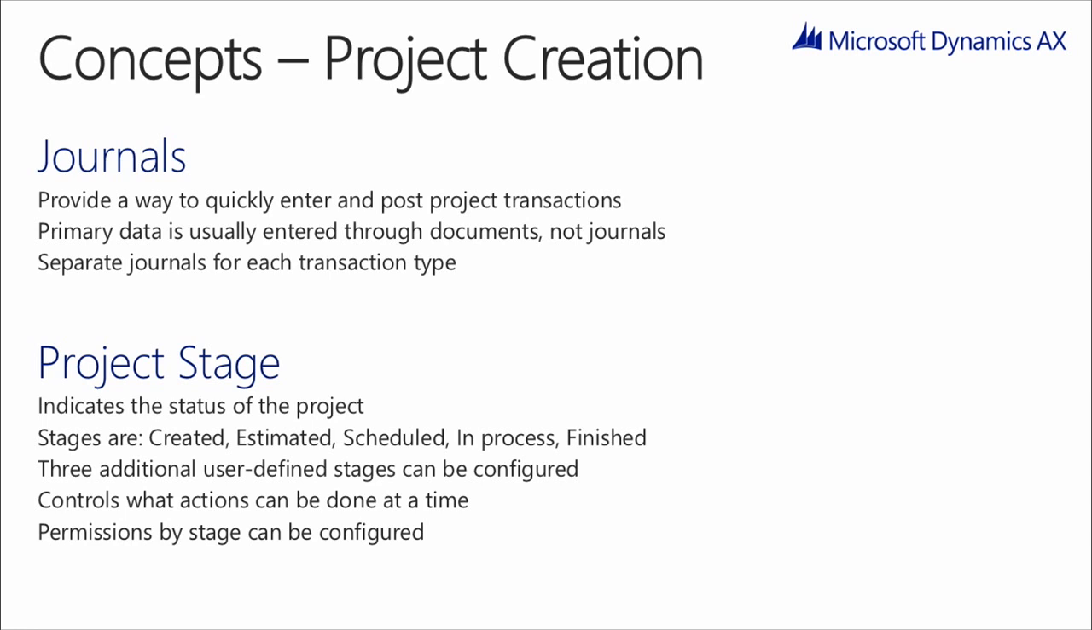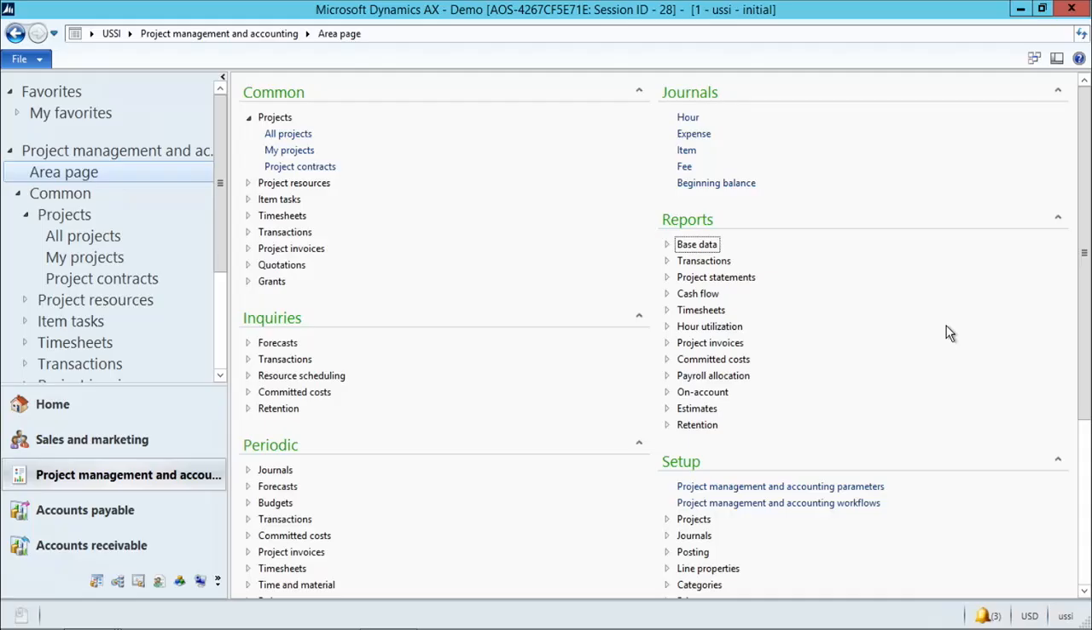It can be first created, and then estimated, and then scheduled, and then moved to in process, and then finally finished. In addition to that, there are 3 additional user-defined stages that you can configure. These stages also control what actions can be done at each stage during the project, and the permissions of which actions can be done can be configured. Let's take a quick look at how that's done in the product.